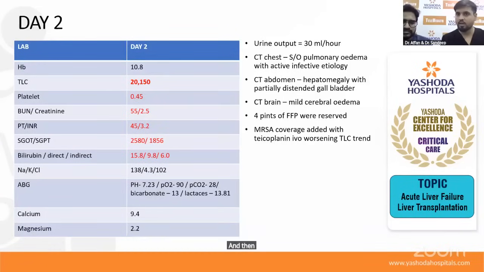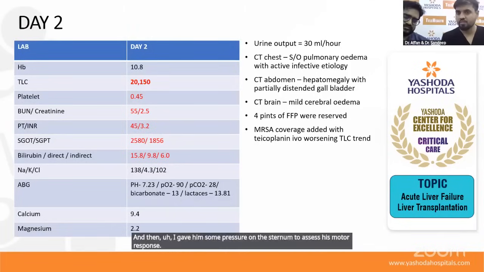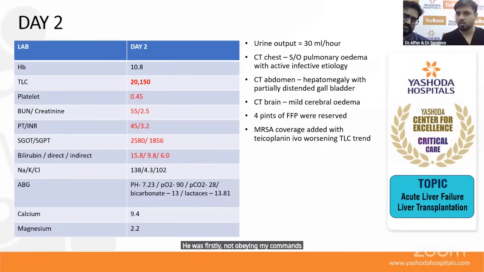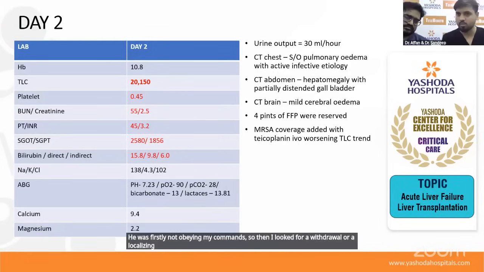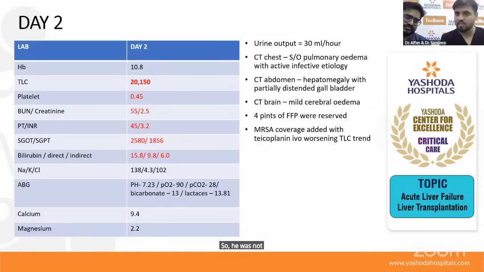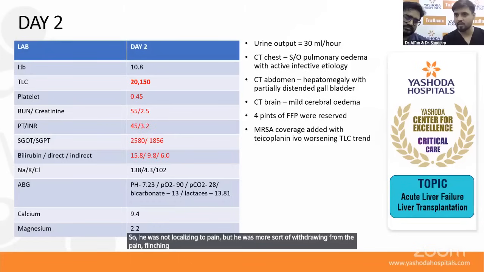Then I gave him some pressure on the sternum to assess his motor response. He was firstly not obeying my commands. So then I looked for a withdrawal or a localizing response. He was not localizing to pain, but he was more withdrawing from the pain, flinching his eyes and withdrawing his shoulders. So that way my GCS came out to be E2.